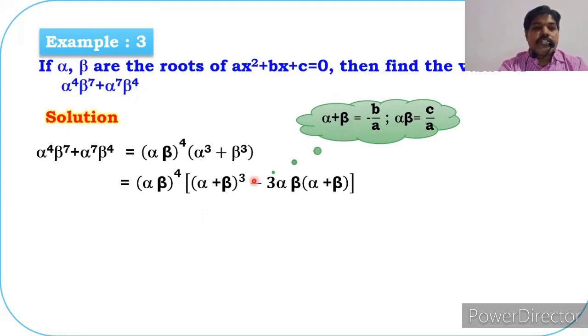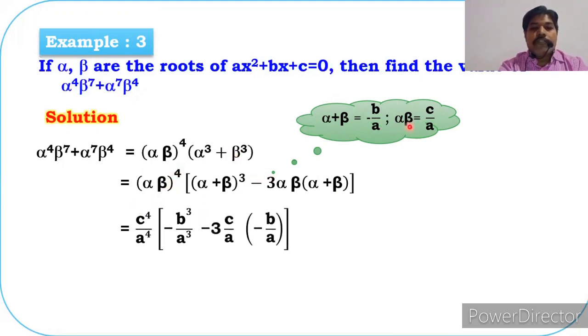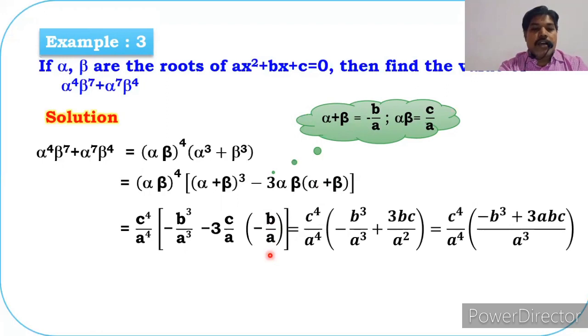Just substitute these values into the formula. What happens? Alpha into beta whole power 4 is nothing but c power 4 by a power 4. Alpha plus beta whole cube value is minus b cube by a cube, minus 3 into alpha beta value, which is c by a, into alpha plus beta value, which is minus b by a. Then what happens? C power 4 by a power 4 into minus b cube by a cube minus of minus, it will become plus, here 3bc by a into a is a square.